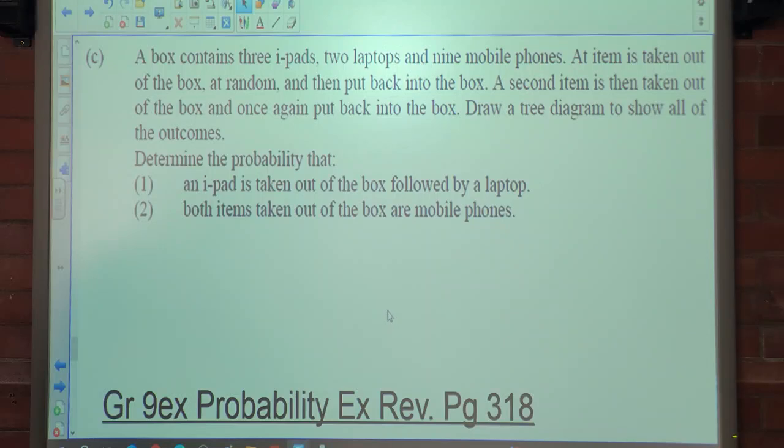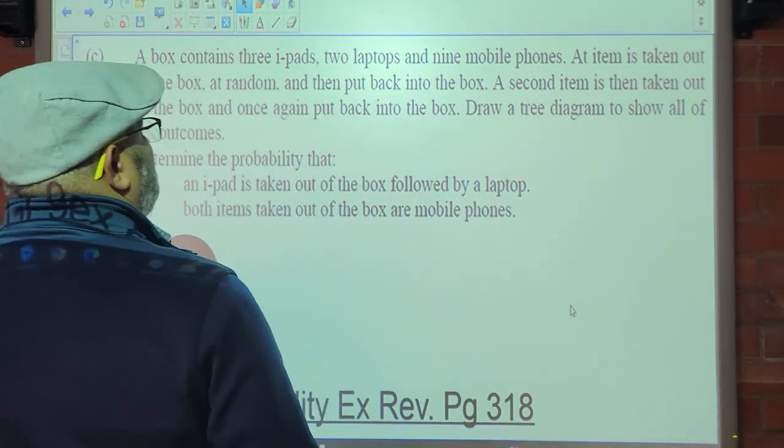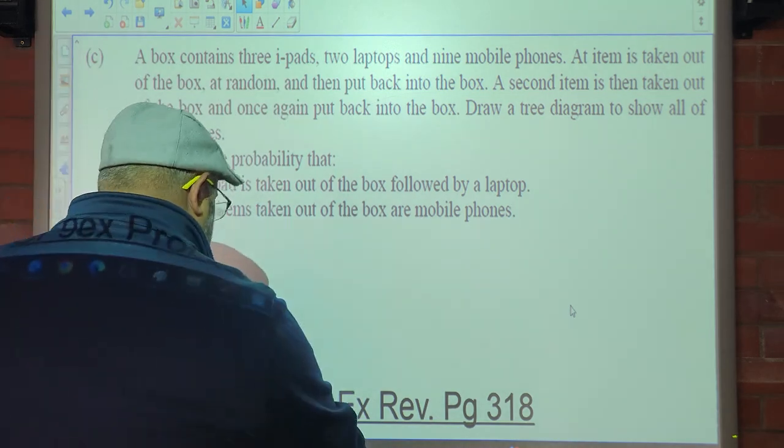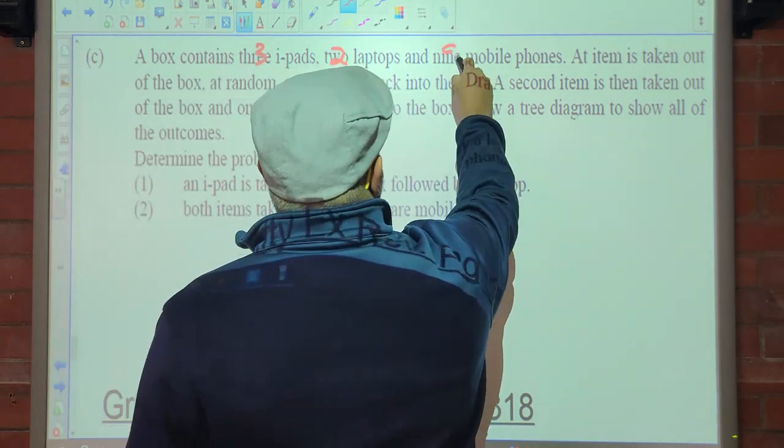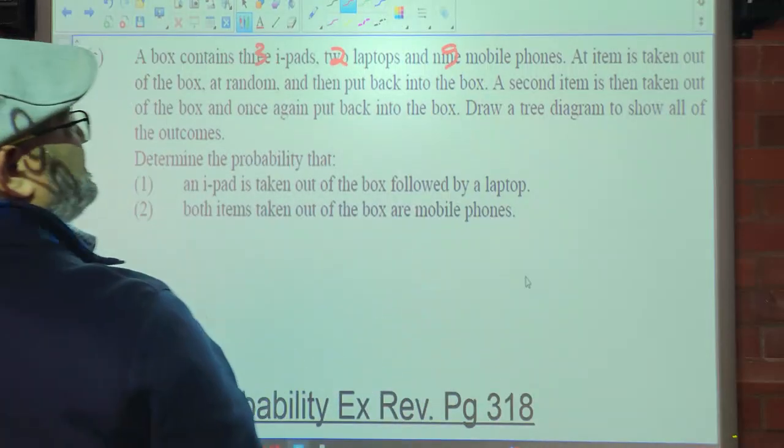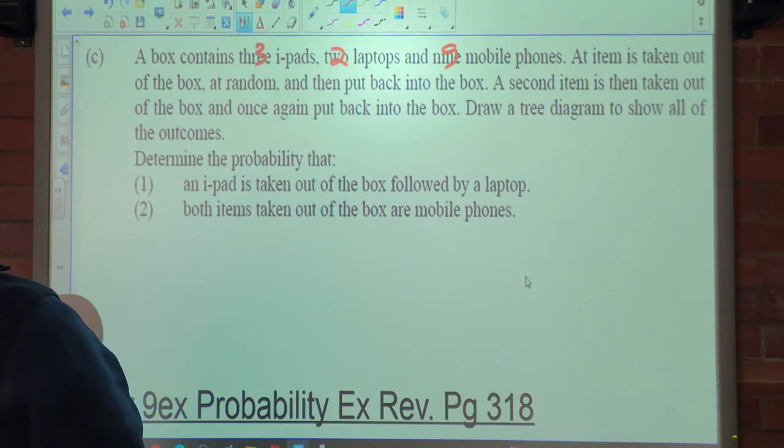We're told that the box contains 3 iPads, 2 laptops, and 9 mobile phones. An item is taken out of the box at random and then put back into the box. The second item is then taken out of the box and once again put back into the box. Draw a tree diagram to show all of the outcomes.